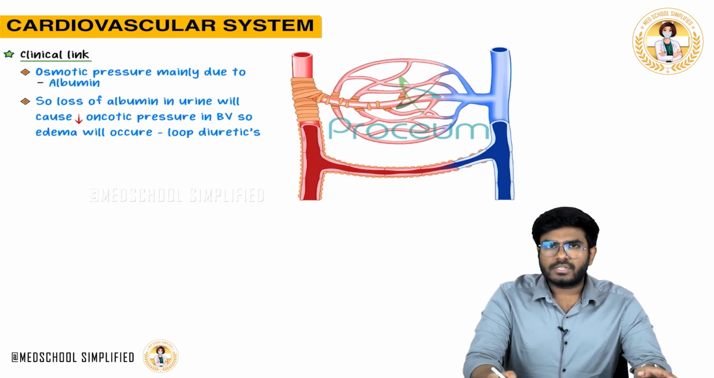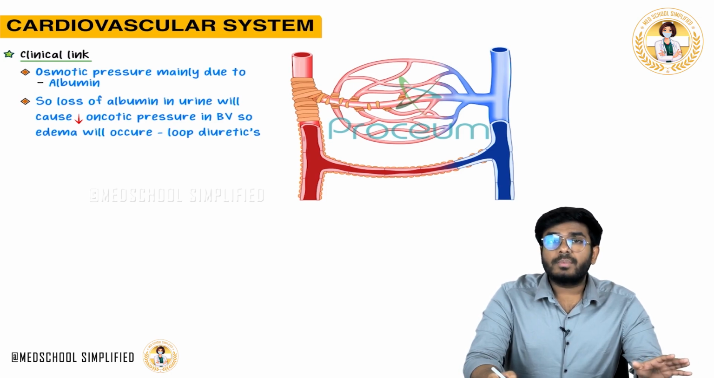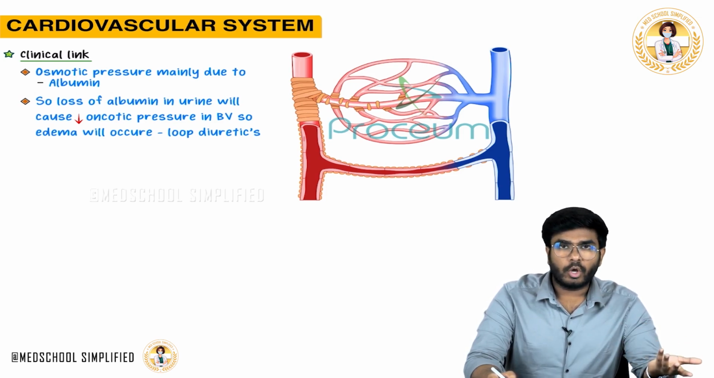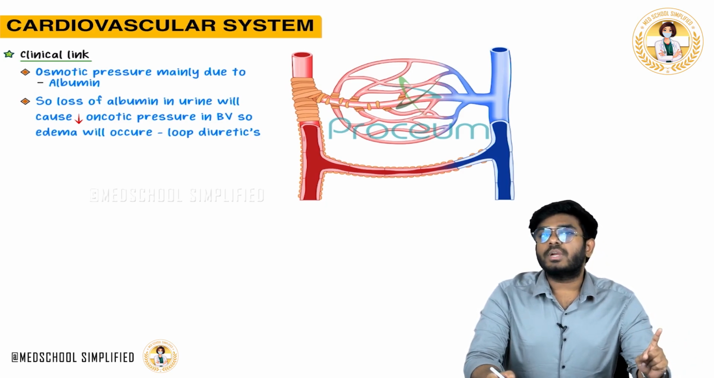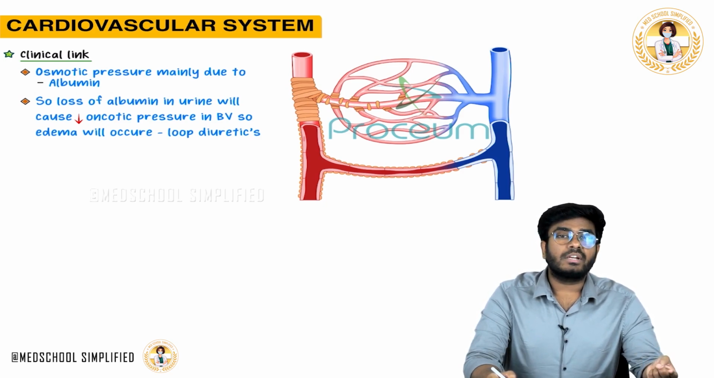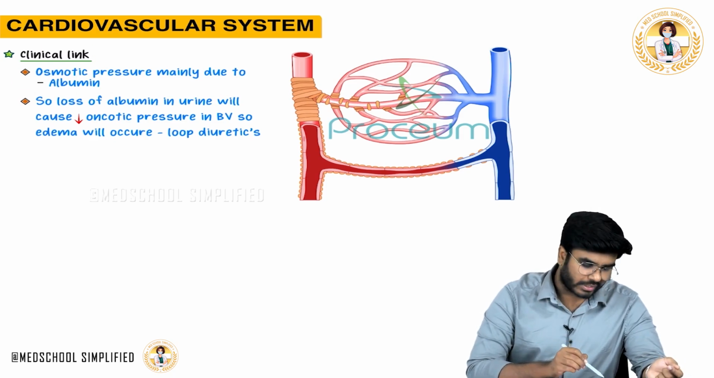So what happens to the osmotic pressure? The osmotic pressure goes down. When the osmotic pressure goes down, the hydrostatic pressure will be relatively more when compared to the osmotic pressure. Now the fluid is going to move into the tissues and the interstitial space, causing edema. So the clinical link I want you to know is that loss of albumin in the urine will cause a decrease in the osmotic pressure in the blood vessel.